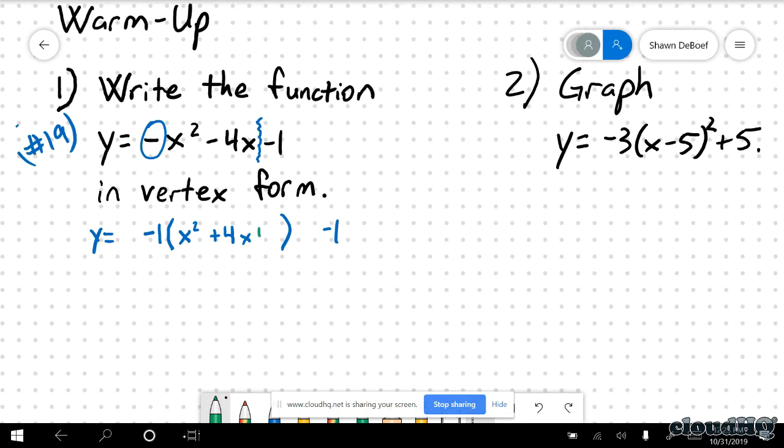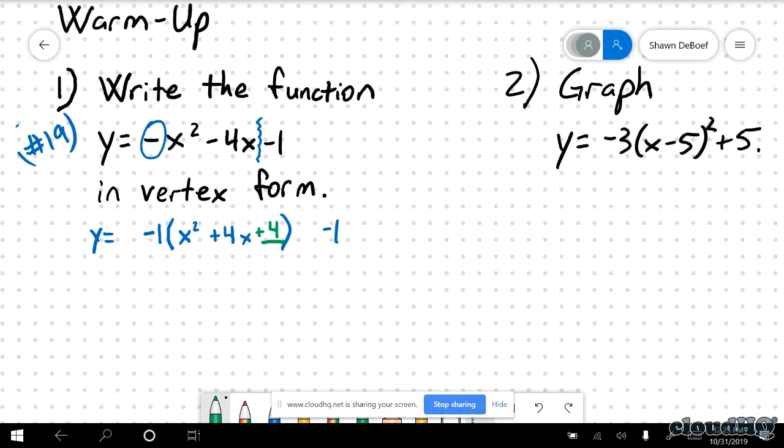And now comes the completing the square portion. I have to figure out what number I want to put in that blank in the C position. Remember how you complete the square: you take the b value, you cut it in half, and then you square it. Our b value is 4. Half of 4 is 2, and 2 squared is 4. So I'm putting a 4 in here.